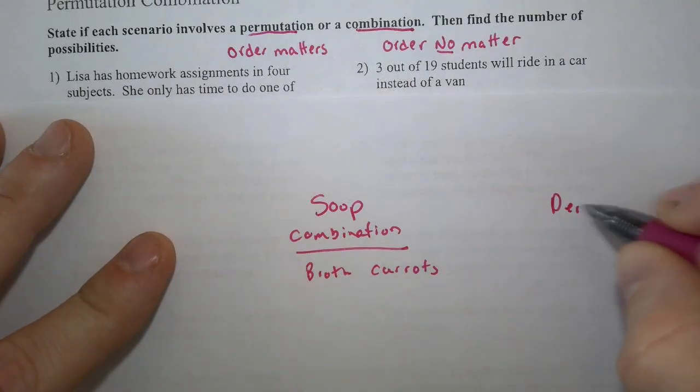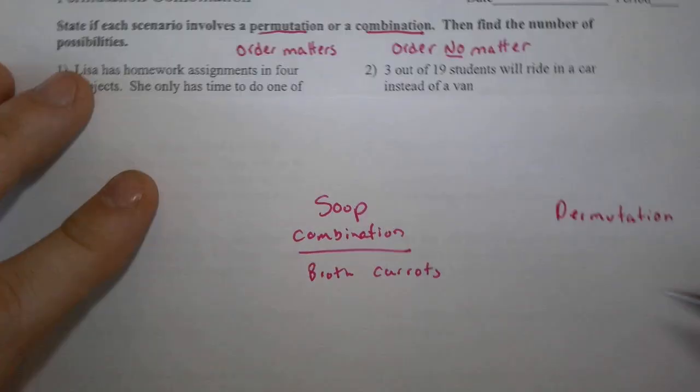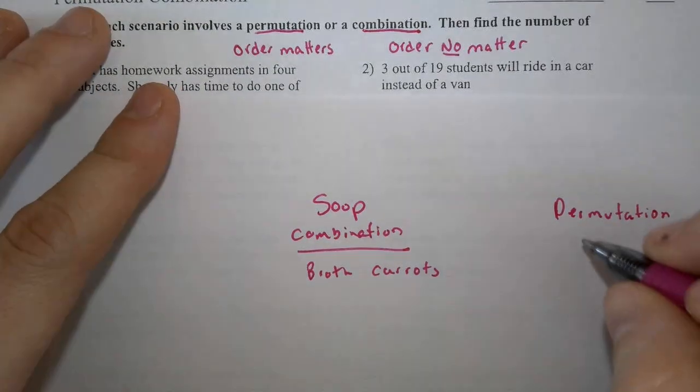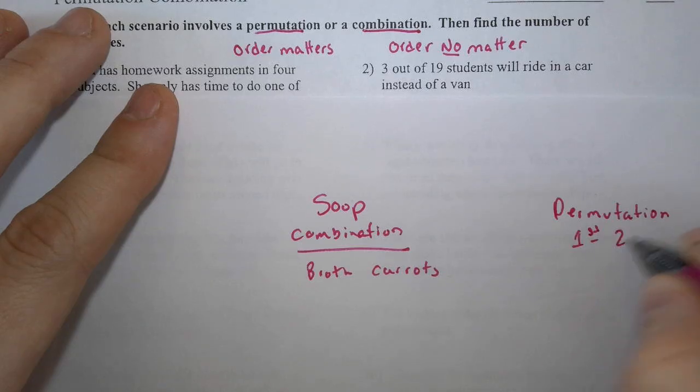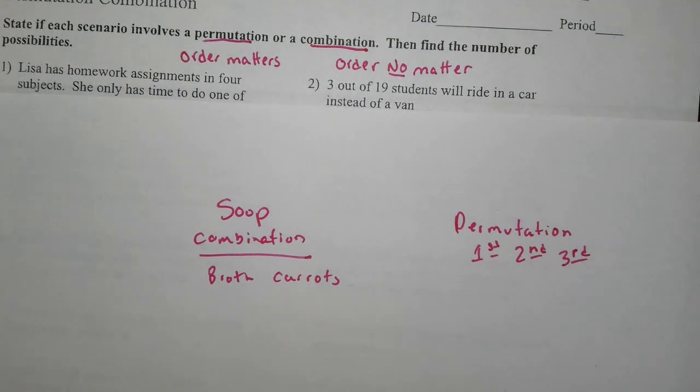Whereas for a permutation, the order would matter, and that would be for things like, let's say you are first, second, and third in a race. It doesn't matter that you all finished. It matters who got first and who got second and who got third. That would be a permutation example, okay?